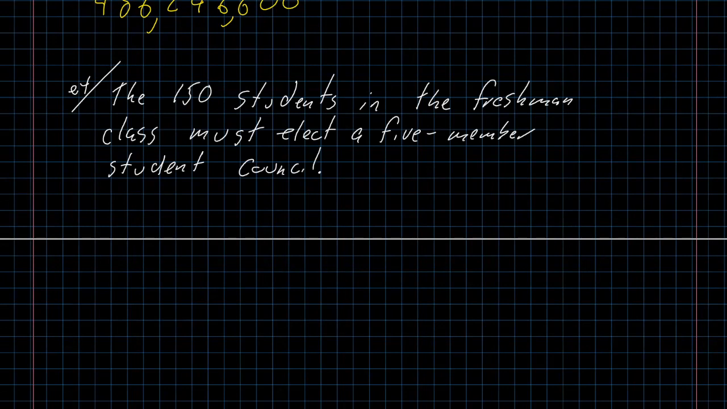The 150 students in the freshman class instead must elect a 5-member student council. In this situation, the members of the student council don't have specific titles. They all get the same title of student counselor. And now it no longer matters which order we select these people in. It just matters which 5 people we select.